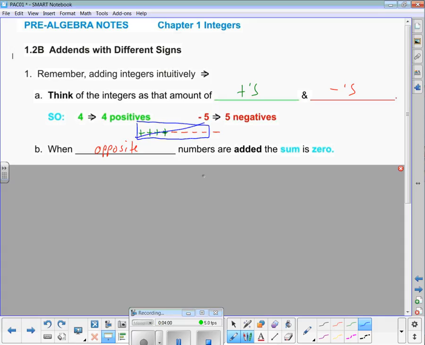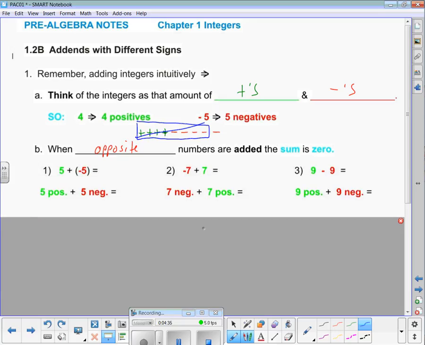So this is gone. What's left? 1 negative. That's exactly what's left. What's the answer then? Negative 1. Because those 4 positives wiped out 4 of those 5 negatives, leaving only 1 negative left. We're going to get to the point where we're just doing this in our head, but that's where we're working toward. We got to train our brain a little bit first.